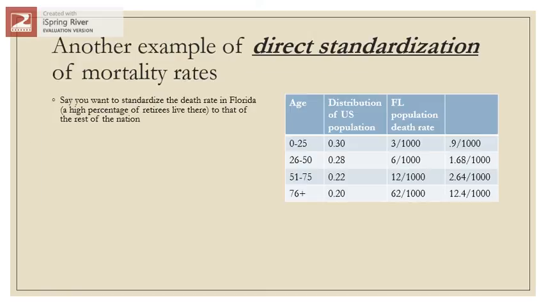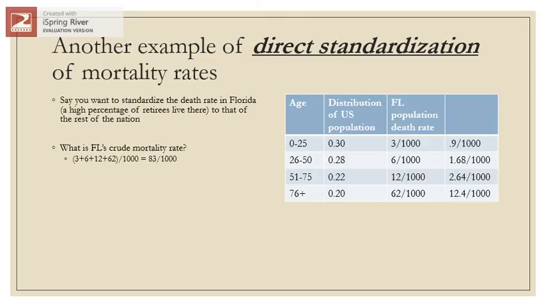Okay, so here's another example. This is direct standardization. Say you want to know how the death rate in Florida compares to the rest of the nation. Well, Florida is a popular destination for retirees, so the population tends to be older. So if we just looked at crude death rates for Florida versus Alabama, say, it might look like, oh my gosh, something terrible is happening in Florida. People are dying. Well, is that really true, or does it just happen that the population is older? That's really the question that we want to know the answer to.